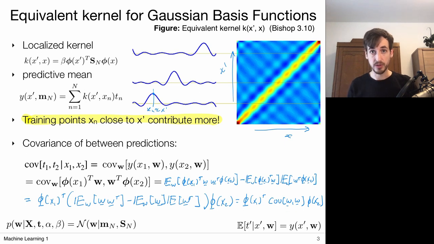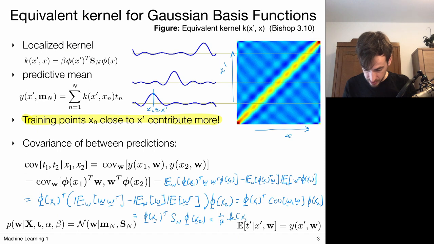Okay, and we know what the covariance of w is because we say that w is drawn from this posterior distribution, which is a Gaussian distribution, which has a particular mean and a particular covariance. So the covariance of w is directly given by this covariance matrix Sn. So this entire thing is given by phi(x1) transpose Sn phi(x2). And now again, we recognize the form for the kernel, which is given over here. So really the covariance between two predictions is given by 1 over beta times the kernel k(x1, x2). Okay, let me mark that down. So the covariance between two predictions is quantified via this kernel k.